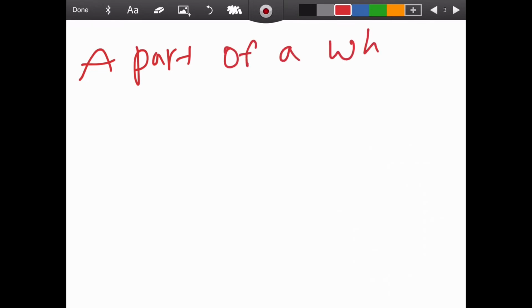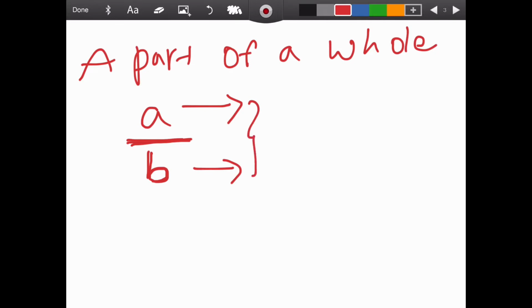A fraction is defined as part of a whole. Okay? And a fraction is written in the form of A over B, where this is the fraction bar. Now A and B are integers.